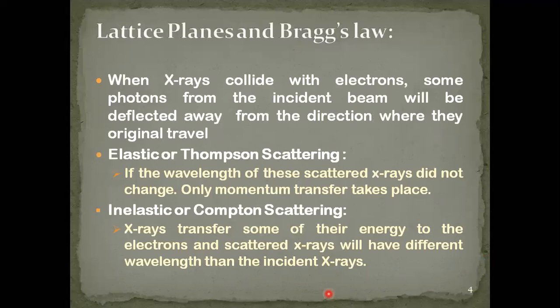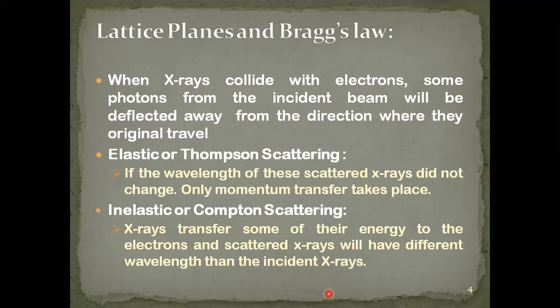Right. What we have said is that when fast moving electrons hit the target, X-rays are produced. Suppose X-rays collide with the electrons, what happens during that collision? Some photons from the incident beam are deflected away, flying off from the region where they originally traveled. So when the X-rays collide with the electrons, two types of scattering are possible. One is elastic scattering.